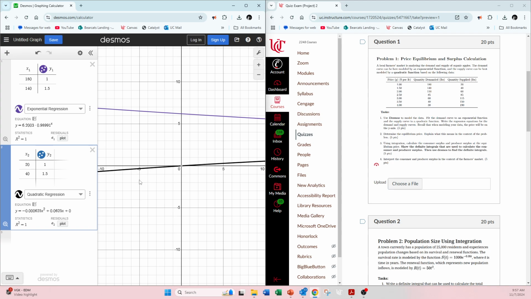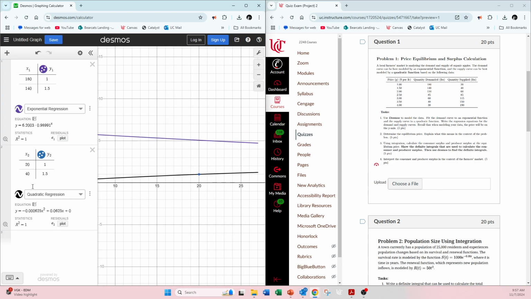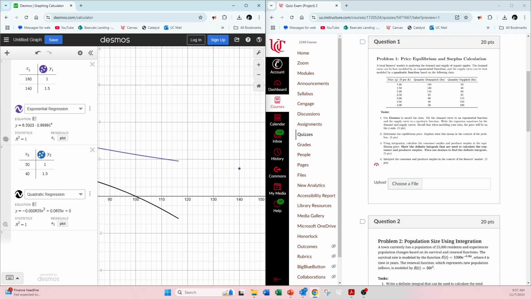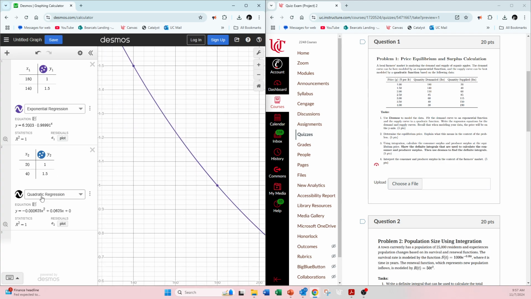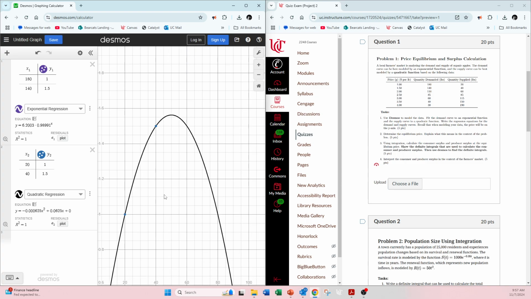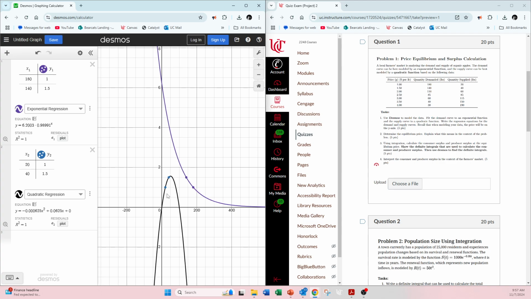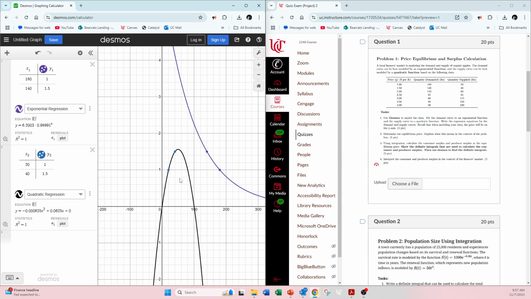Okay, but remember that that's going to help you to find the equilibrium price, where those 2 graphs meet. I think that you can zoom to fit that and see where those 2 functions intersect. And of course these don't intersect yet because I didn't enter in all the data. But where they do intersect, that's where you're going to go and find that equilibrium price.